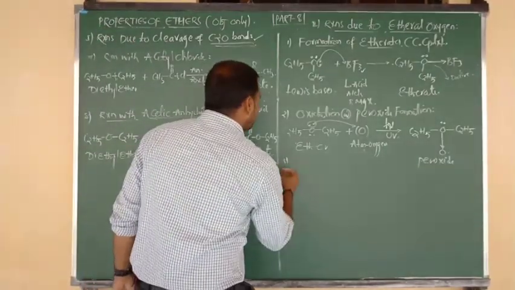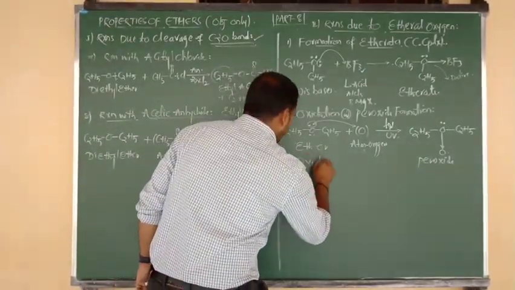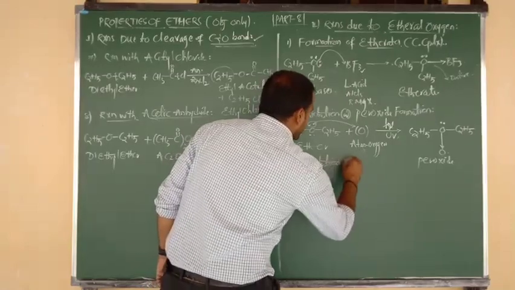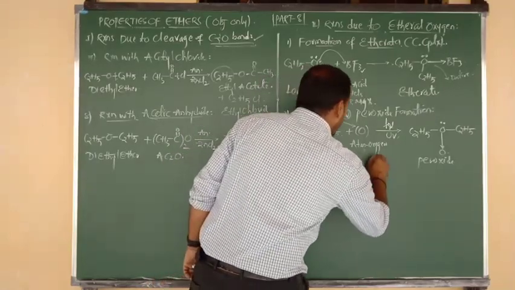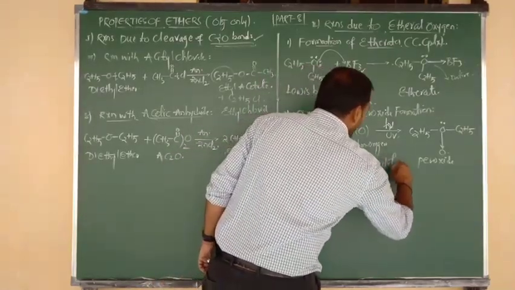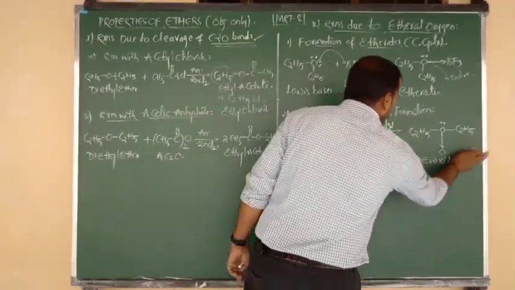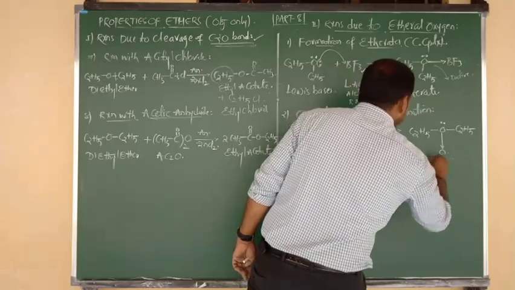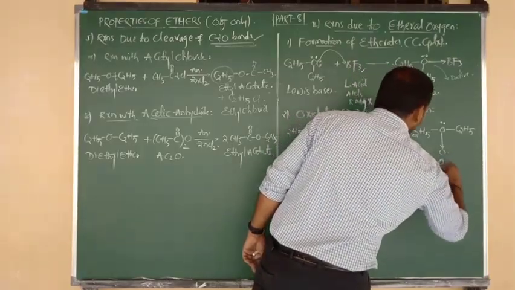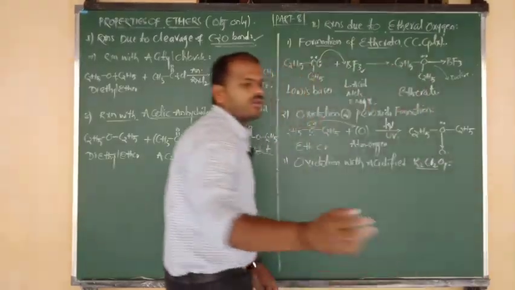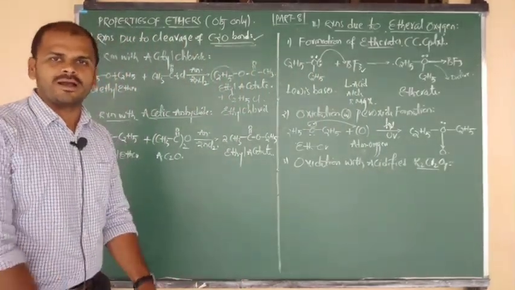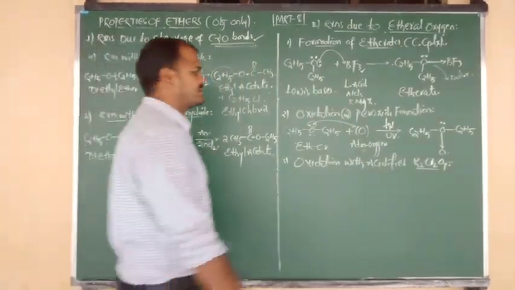Good. Next one, I want to say, oxidation with acidified potassium dichromate, and also we can consider one more oxidizing agent, potassium permanganate, that we can also consider here.